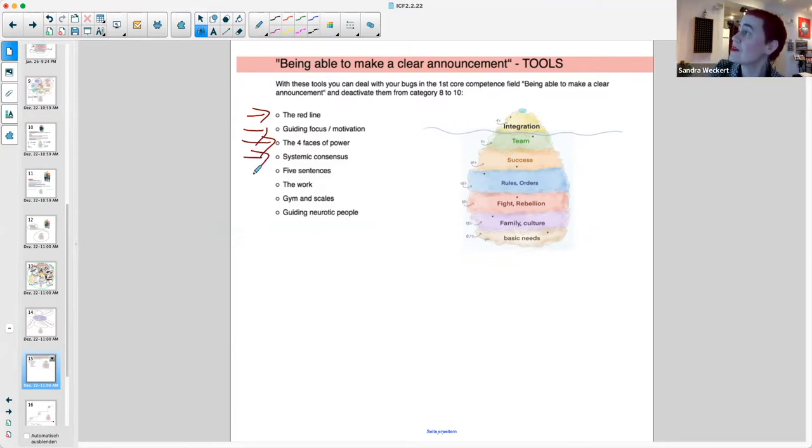Do you know the systemic consensus? Do you know the five sentences tool? Do you know the work by Byron Katie? Do you know Jim and Scales by Sandra Weckert? Or do you know guiding neurotic people how to do this? And if not, which of those tools are you most interested in? And what do you think is behind Jim and Scales? What is the advantage you have if you know how to deal with this tool?